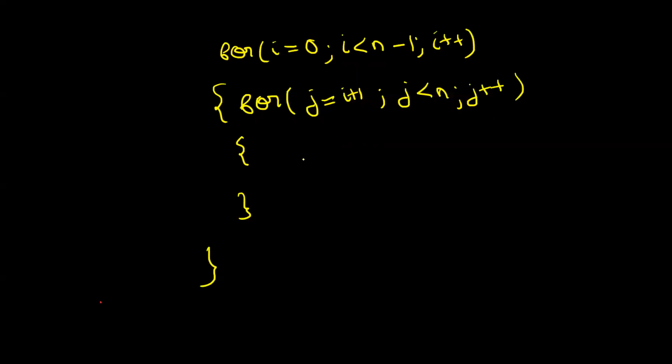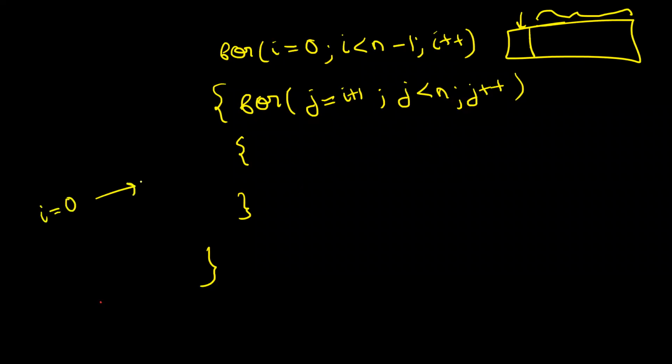Guys, for i equal to 0, how many times does the inner loop run? How many operations are performed? Worst case, we are talking of worst case. For i equal to 0, how many operations? N minus 1, right? Because it is logical: for i equal to 0, you will iterate through this segment of the array. So N minus 1 elements you will iterate.